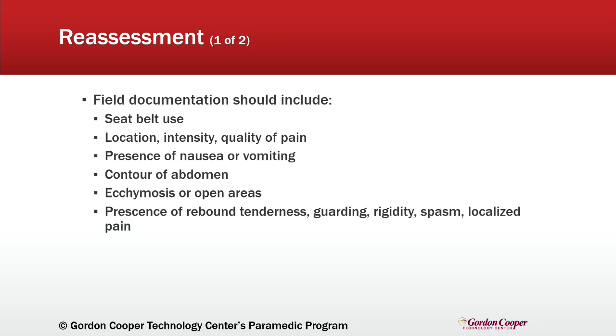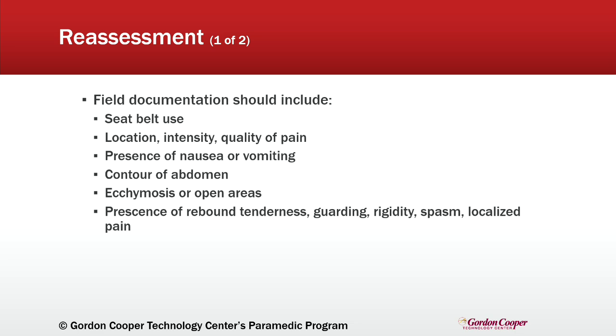And then, of course, reassessment is going to involve repeating the primary assessment, retaking vital signs, checking on the effectiveness of our interventions. Your field documentation is going to include things like whether or not seatbelts were worn, location, intensity, and quality of the pain, whether the patient is experiencing nausea and vomiting, the contour of the abdomen, any bruising, ecchymosis, or open wounds found on inspection, the presence or absence of rebound tenderness or guarding, rigidity, spasms, or even localized pain.